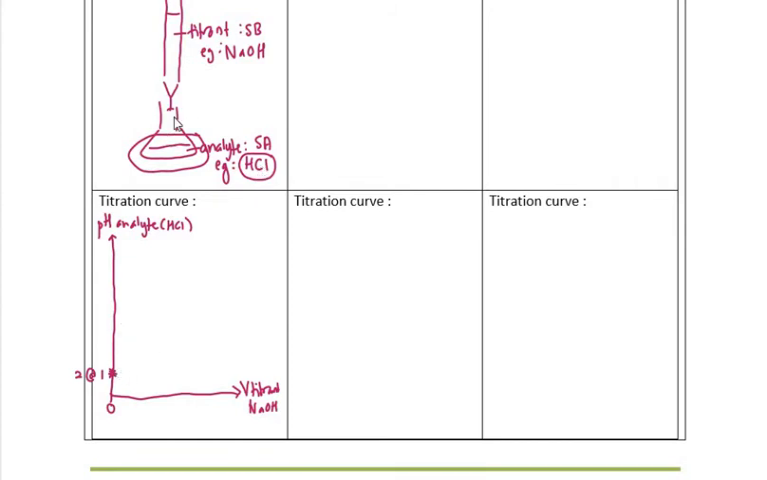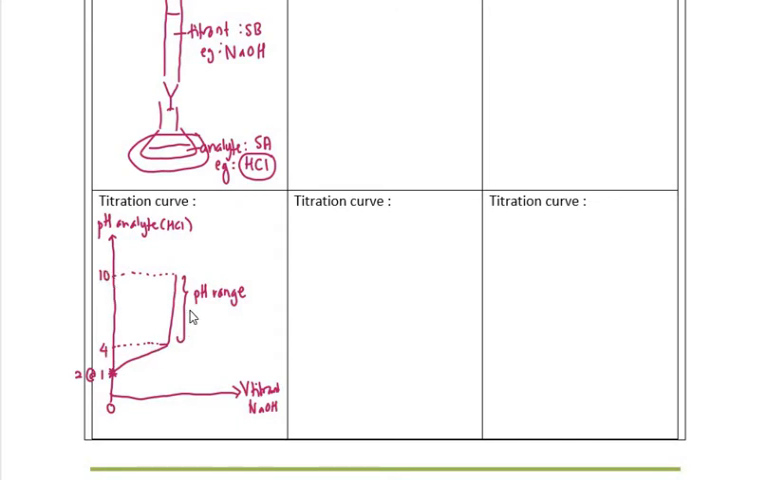When you start adding titrant drop by drop to the analyte, the curve will increase gradually. At one point, the pH will increase sharply, producing the steep part. The steep part here refers to the pH range of the equivalence point. As we learned before, the pH range for strong acid and strong base is 4 to 10.